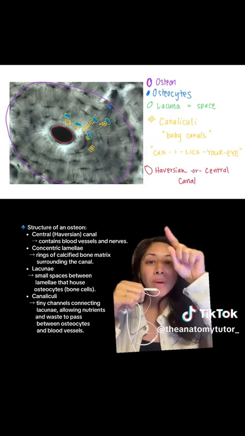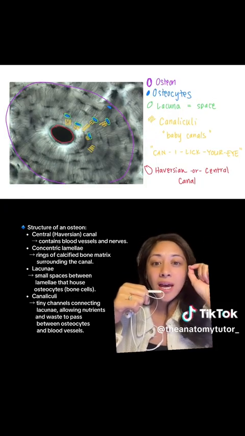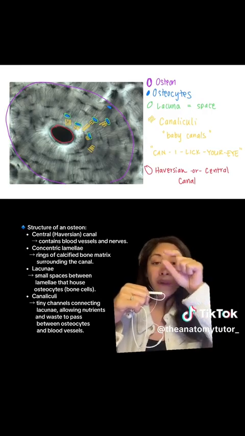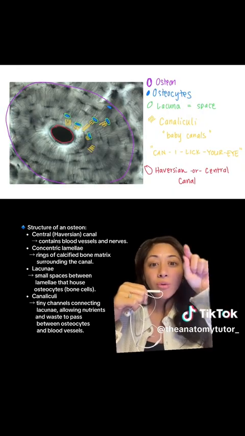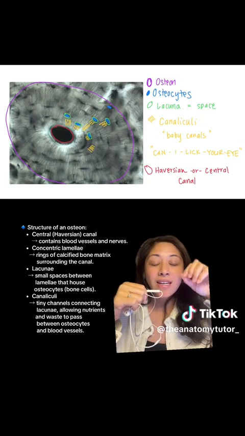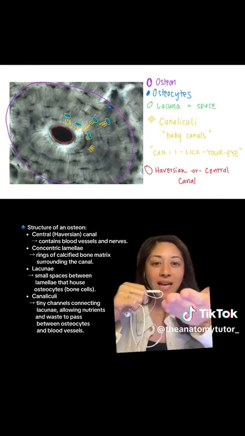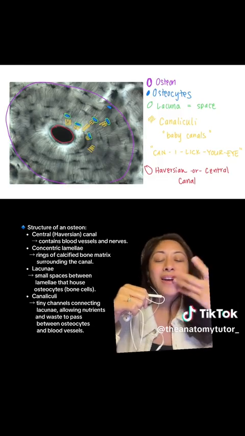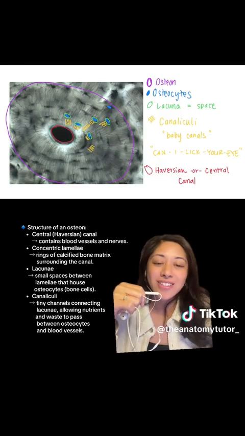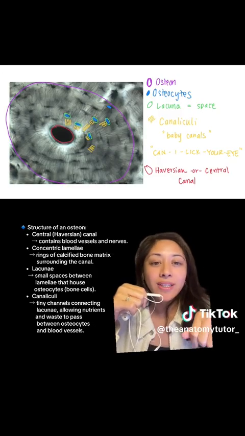And then we have in the yellow lines what we call canaliculi, and these are essentially baby canals that feed from that original central canal for delivering nutrients to those surrounding cells. And as far as how to pronounce it, I like to put "can I lick your eye?" just so you can get a rhythm of how to say it. Obviously, that's not how you say it, but it just makes it more fun.